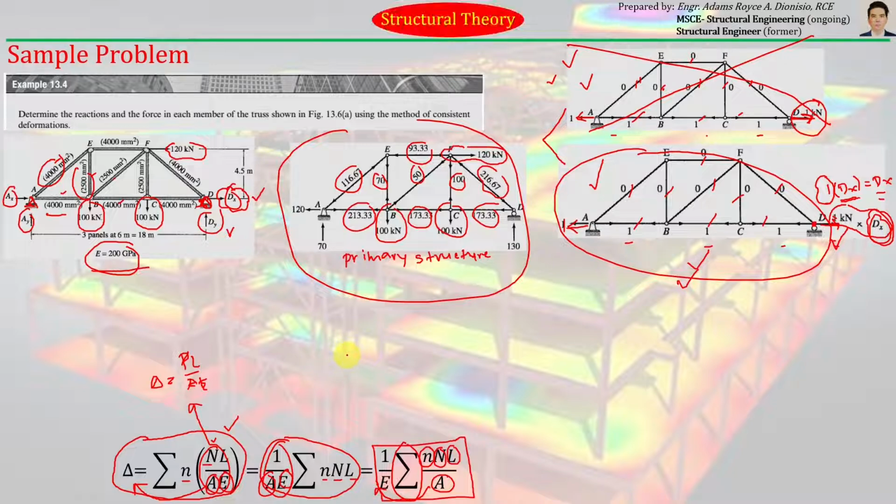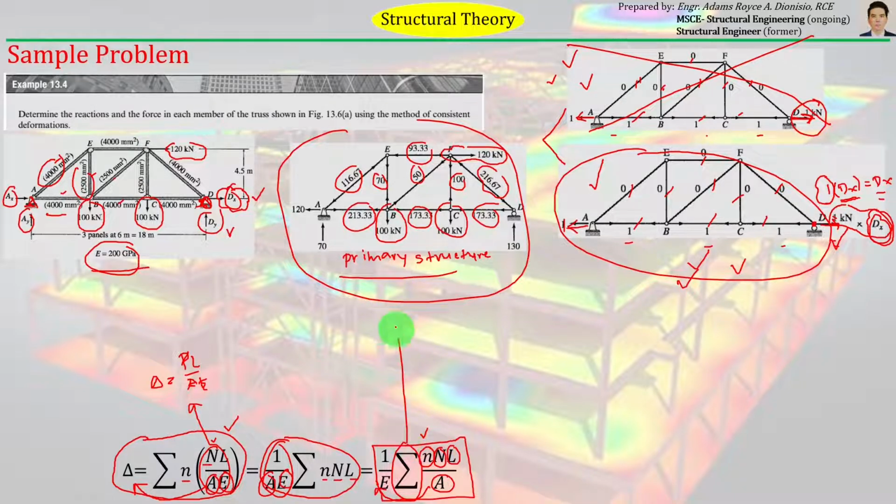Just for us to be able to compute the corresponding deflection of the primary structure and this structure loaded by the redundant, we just need to compute this expression. We can start with the primary structure. We can apply this to the primary structure. We just need to get the small n for each of these members. So how many members do we have?